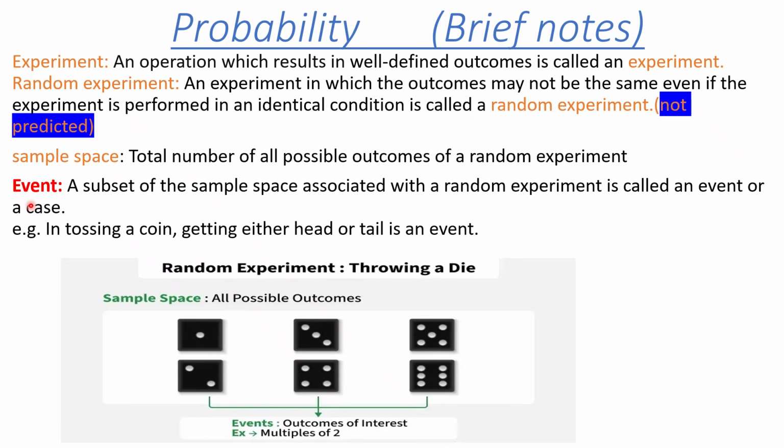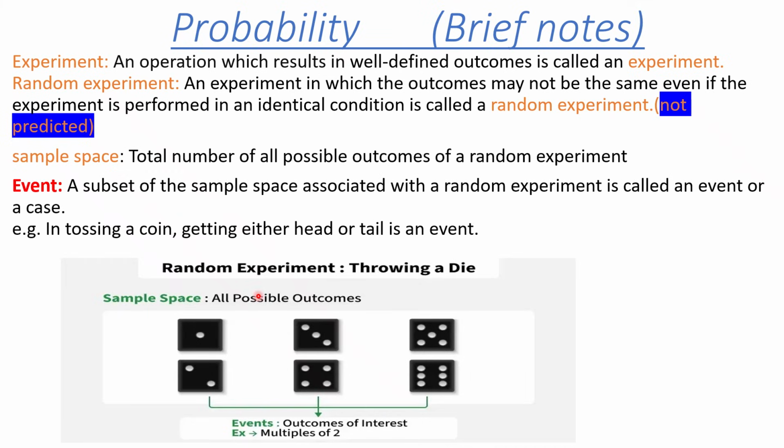Now, event. What do you mean by event? A subset of the sample space associated with the random experiment is called an event or a case. So, clear, it means one subset. Suppose two heads after throwing two coins. Getting two heads is an example of one event. Suppose in tossing two coins, getting either HT or TH is an event. In that case, TH or HT will be the two outcomes in your favor.